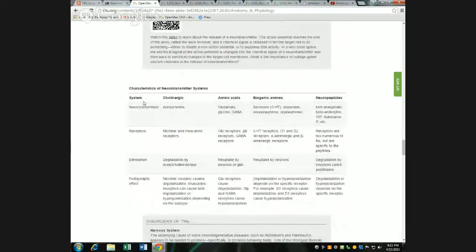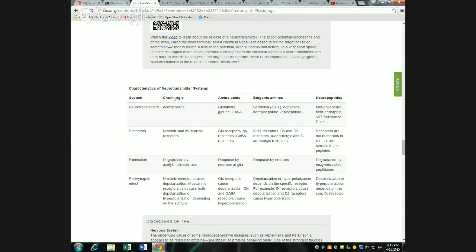Now, this table here is talking about different types of systems, okay? I want to kind of separate out some information here. The first system I want to talk about is called the cholinergic system. And really, when we talk about neurotransmitter systems, the title for the system usually ends in ergic.